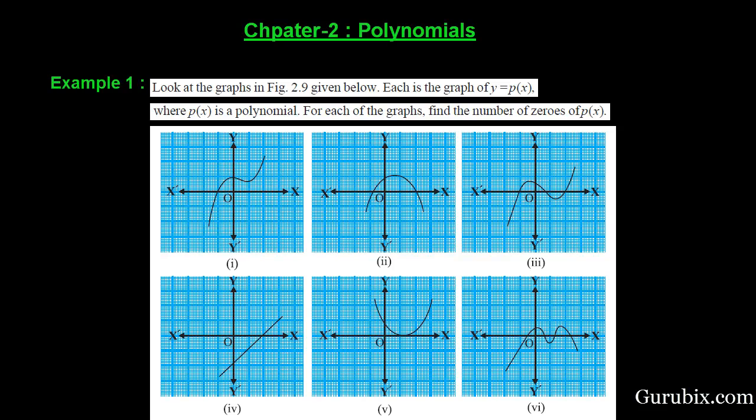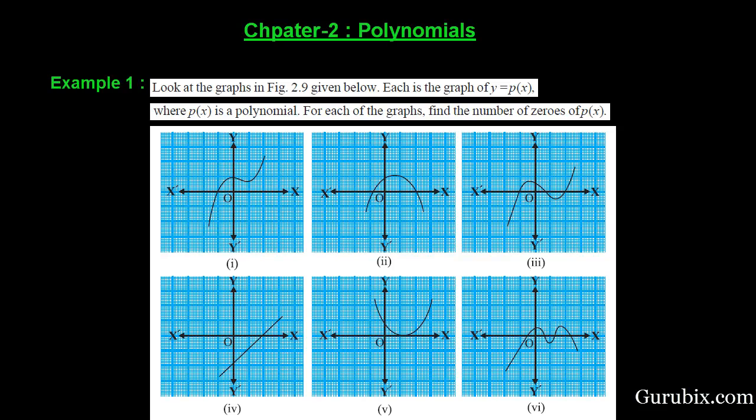Welcome. Let us solve example number 1 of chapter 2. The example says: look at the graphs in the figure given below. Each is the graph of y equals p(x), where p(x) is a polynomial. For each of the graphs, find the number of zeros of p(x). This means we have to find the number of zeros of the given polynomial p(x) by just observing the graph.